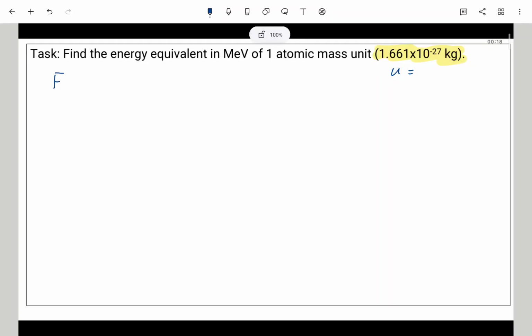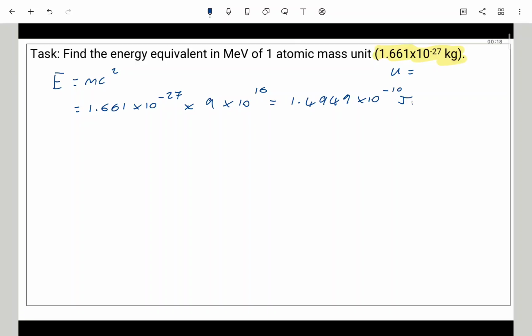So it's going to be E equals mc squared. So we've got the mass, 1.661 times 10 to the minus 27, multiplied by 3 times 10 to the 8 squared, which is 9 times 10 to the 16. So that'll give us it in joules. So that is 1.4949 times 10 to the minus 10 joules.